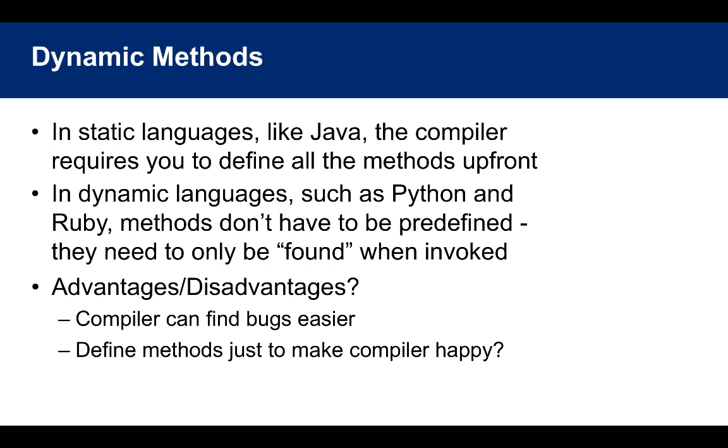The advantage of static languages is that the compiler can sometimes find bugs more easily because the methods actually have to exist, and if you make a typo, it will tell you about it. But the disadvantage is that sometimes you're only defining methods to make the compiler happy, and it feels wrong to define so many methods.